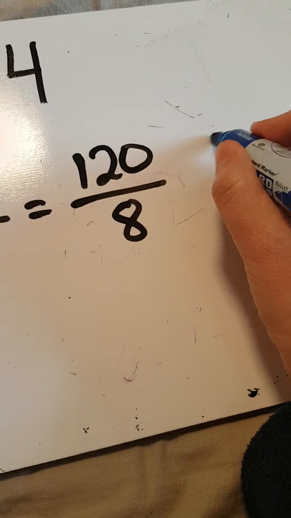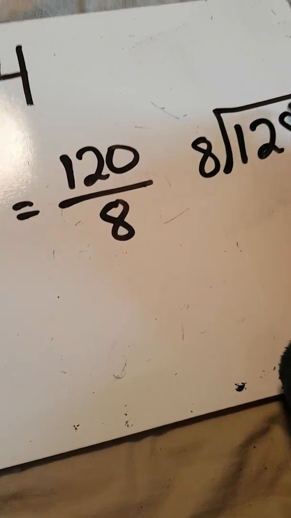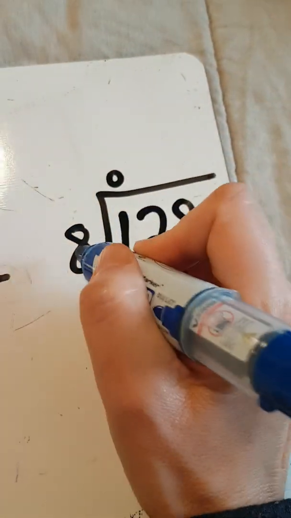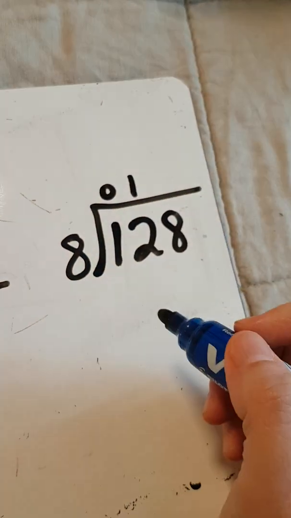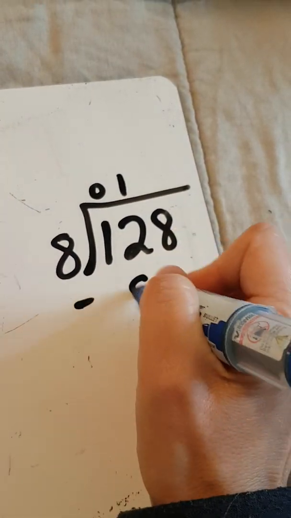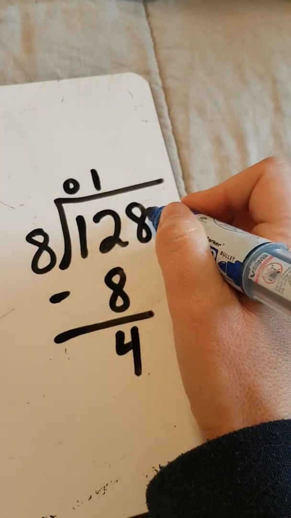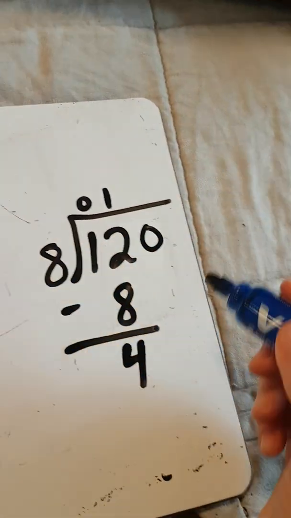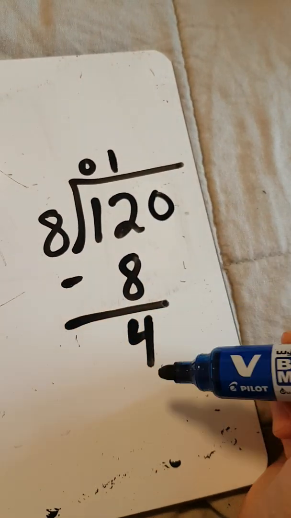So I think to myself, 120 divided by 8. 8 goes into 1, not at all, so I'll put my placeholder. 8 goes into 12, 1 time. Then I subtract 8. 12 minus 8 is 4. Oops, sorry, that was supposed to be a 0. 120, 120. Okay, so 12 minus 8 is 4.